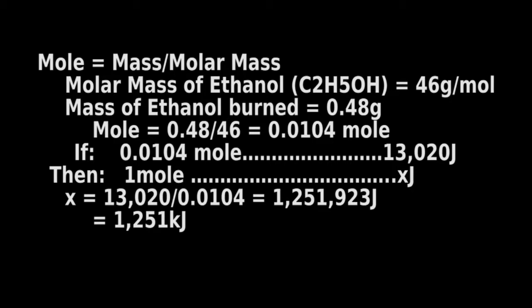If the heat evolved for the combustion of 0.0104 mole of ethanol is 13,020 joules, then the heat of combustion of 1 mole of ethanol will be 13,020 over 0.0104, which is equal to 1,251,923 joules, which is approximately 1,251 kilojoules. Thank you.